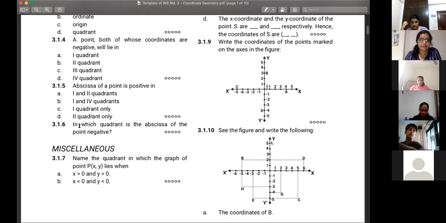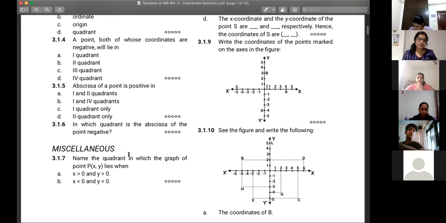Now back to Suhani. Abscissa of a point is positive in which quadrants? First and the fourth quadrant. 1 and 4. So right side of y-axis, 1 and 4. Absolutely right. Samriddhi, in which quadrant is the abscissa of a point negative? Ma'am, second and third quadrant. Second and third, opposite of it.